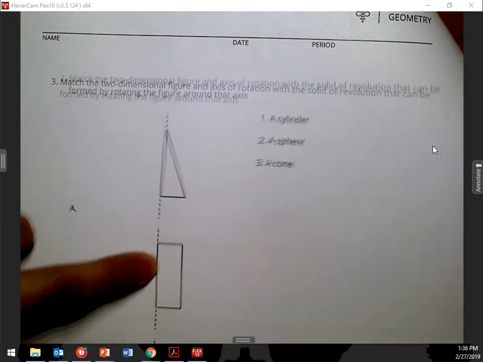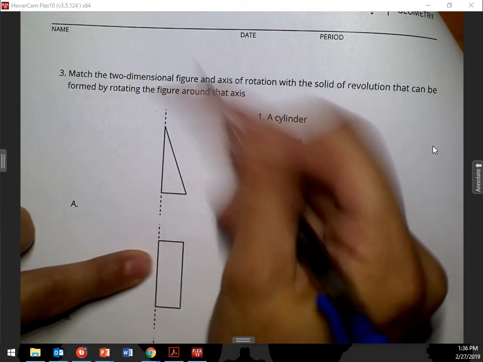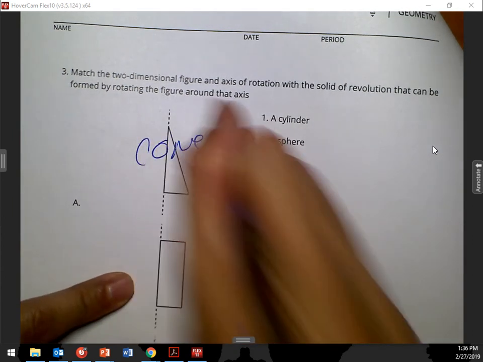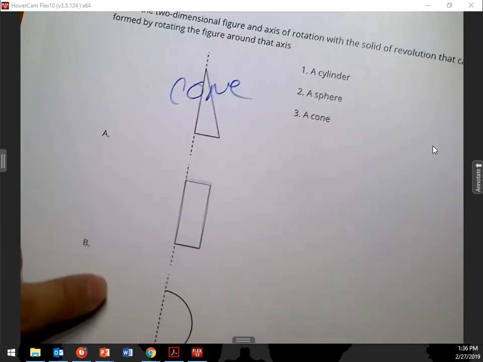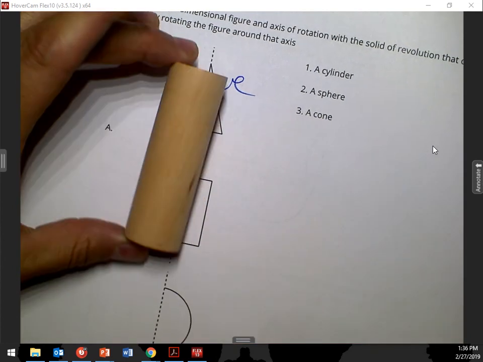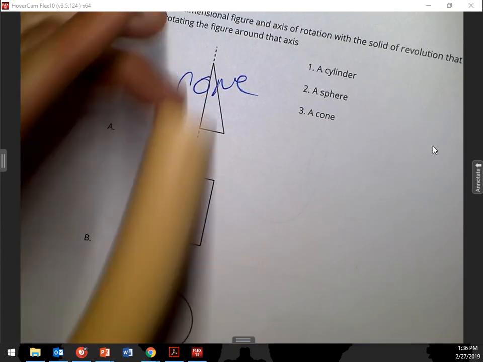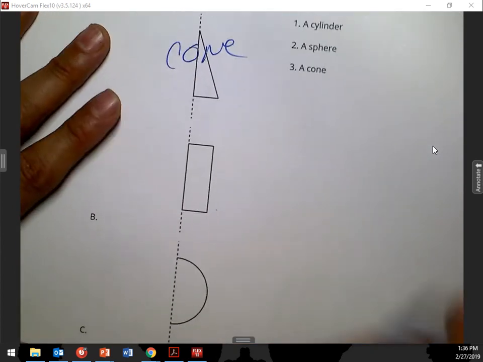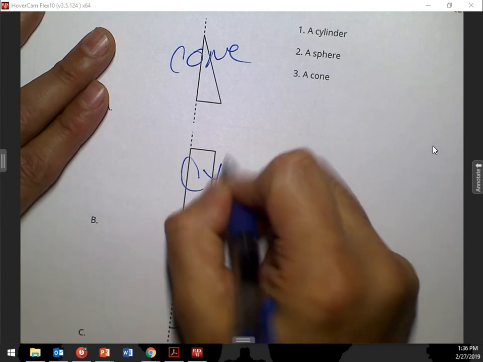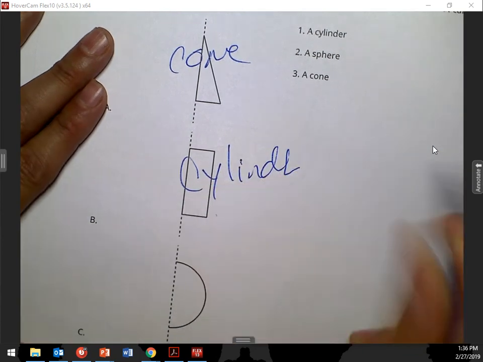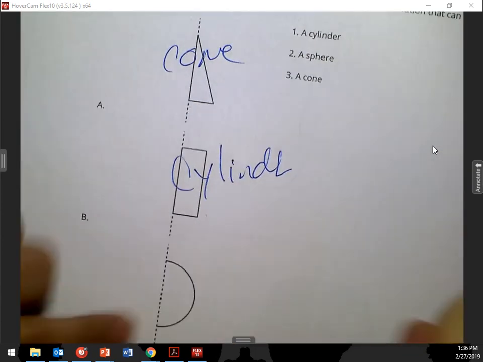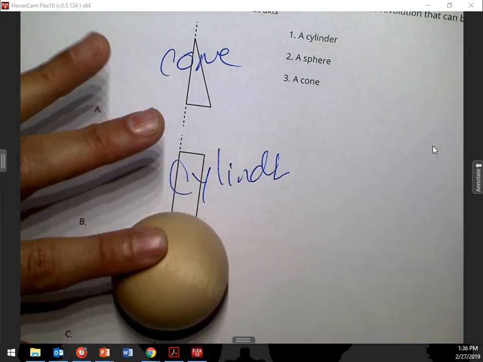Okay. This one right here would be my cylinder. It would look like this, right? Now, and then this is sphere, and my last one. If I rotate, there we go. There's my sphere.